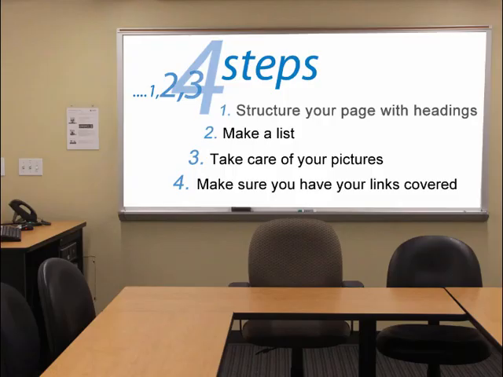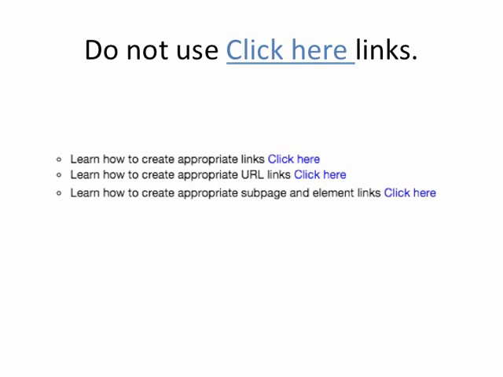Now let's see how to make sure you have your links covered. First of all, do not use repetitive links like click here. The screen reader creates a summary page of all links on the page. In this case, the user is going to be presented with a summary page of a list of click here links, which will be useless.